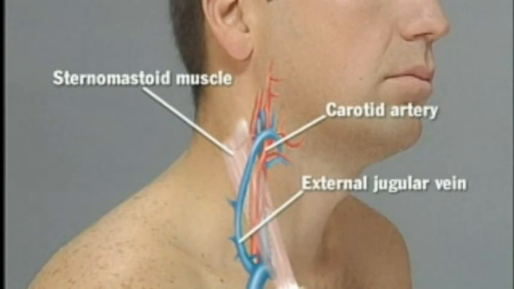Deep to the sternomastoids run the great vessels of the neck, the carotid artery, and the external jugular vein, which passes diagonally over the surface of the sternomastoid.